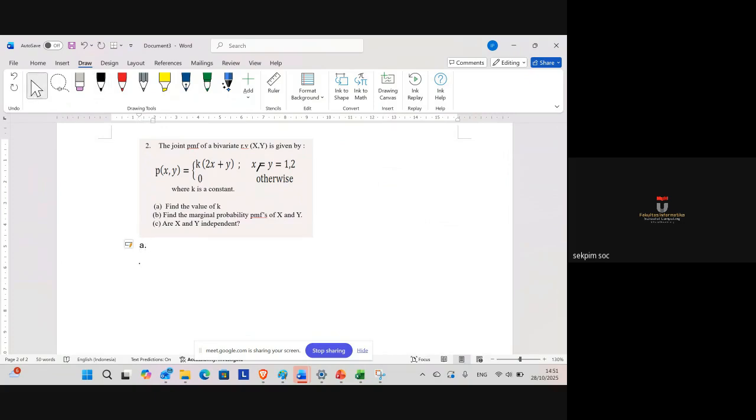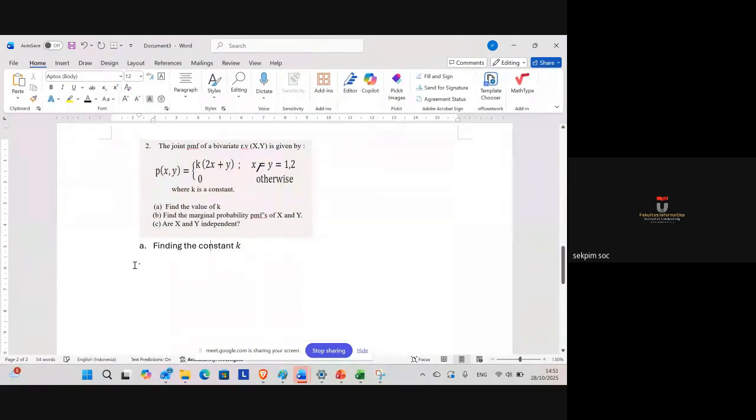So for part A, finding the constant K. And the second one, finding the marginal probability function. Point C is checking the independence of the two variables, right? First, it is finding the constant K.